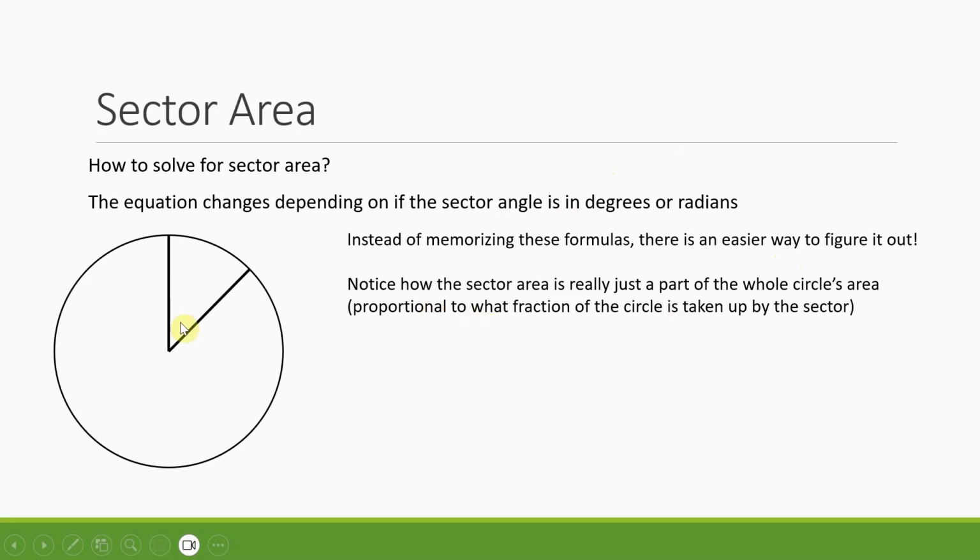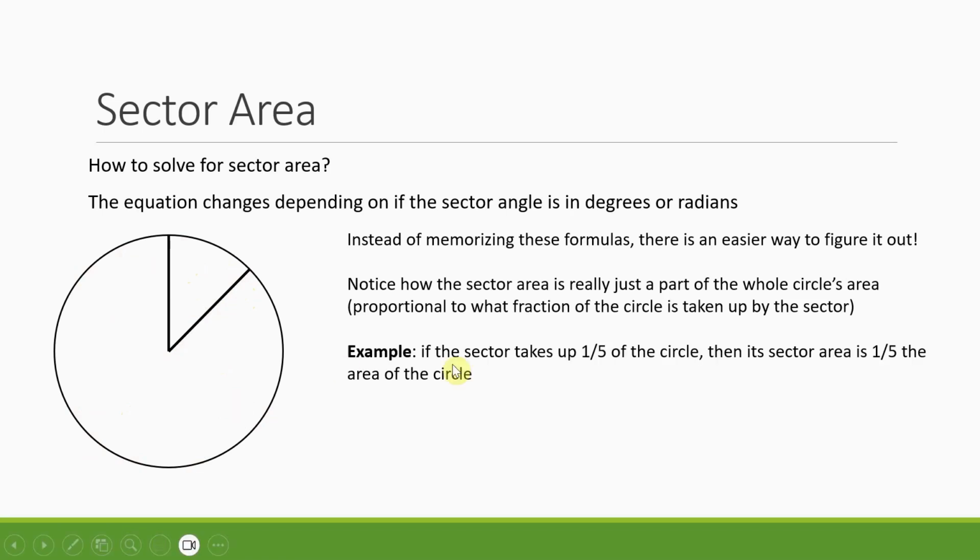Notice how the sector area is really just part of the whole circle's area. And that's going to be proportional to what fraction of the circle is taken up by the sector. Now that's a lot of words. What I mean by that, though, is if I know the area of this entire circle, and I know what fraction of the circle this sector takes up, then that fraction of the whole circle is that area.